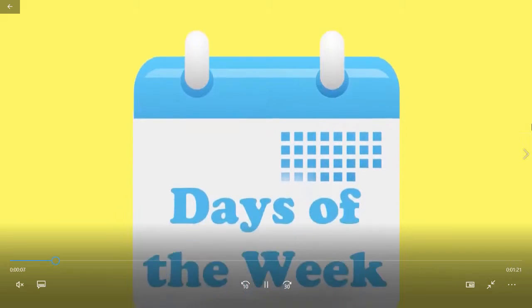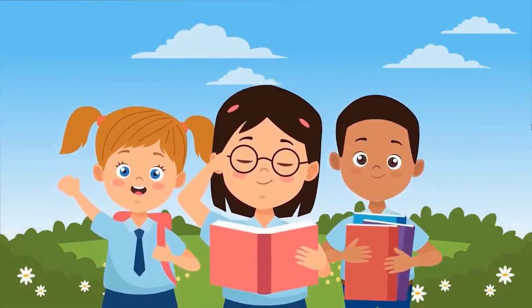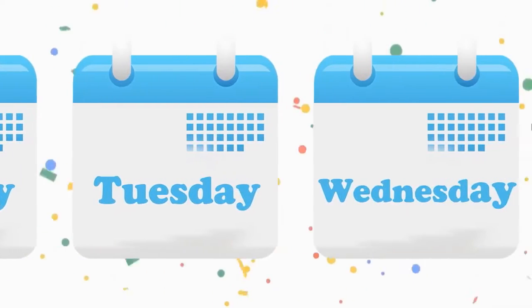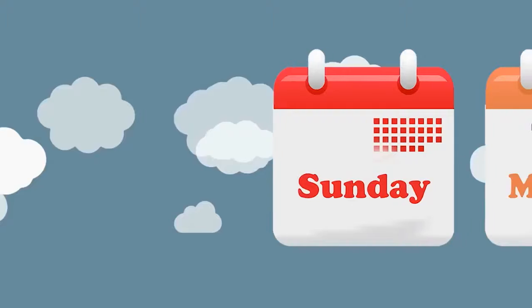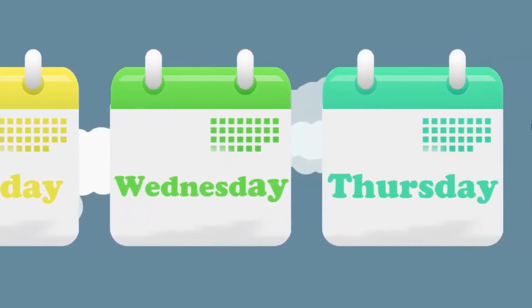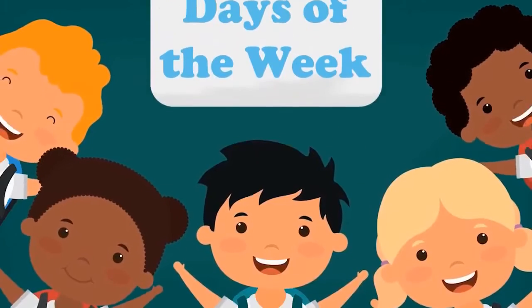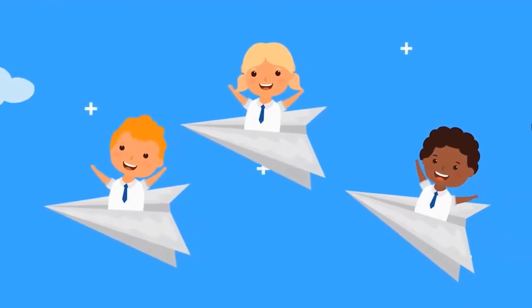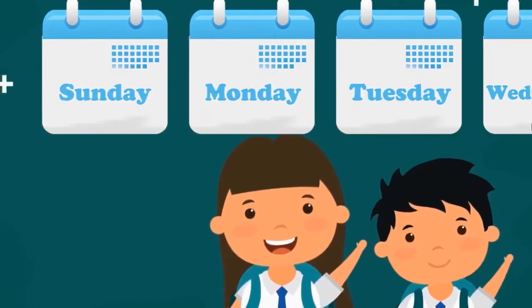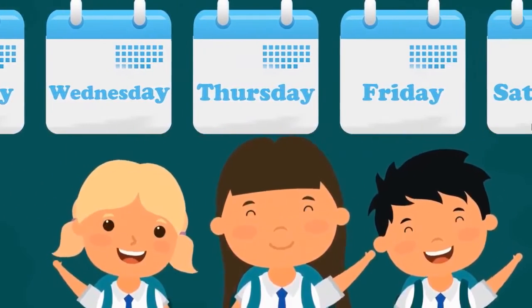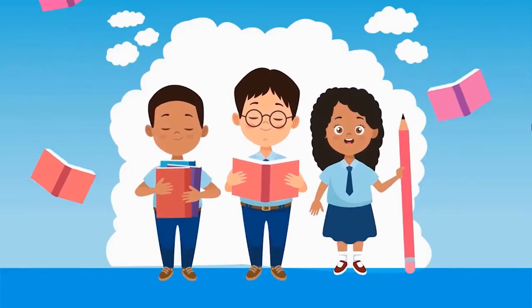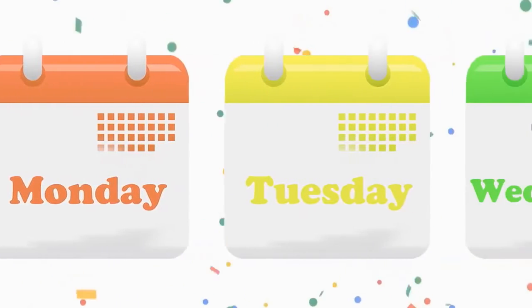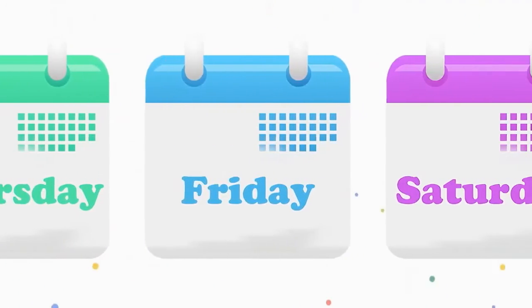Days of the week, days of the week. There's Sunday and there's Monday, there's Tuesday and there's Wednesday, there's Thursday and there's Friday, and then there's Saturday. Days of the week, days of the week. Sing with me now. There's Sunday and there's Monday, there's Tuesday and there's Wednesday, there's Thursday and there's Friday, and then there's Saturday.